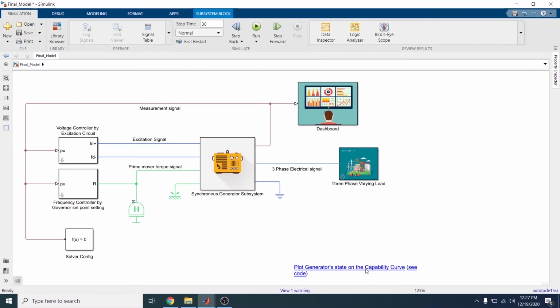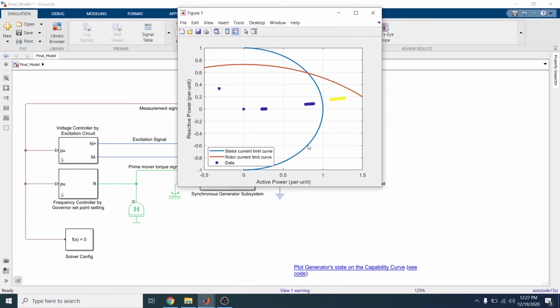Here we can also see the capability curve of the generator. This is for the simulation of overload. So this yellow region is the overloading region and this region is the normal region. That's our project and its simulations. Thank you.